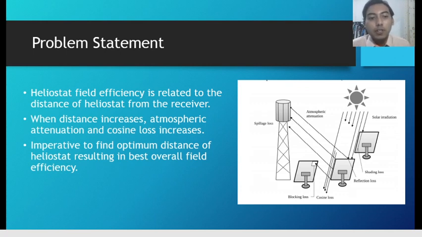Basically, heliostat field efficiency is related to the distance of the heliostat from the receiver. You can see that from this, three heliostats will be reflecting the sun's radiation onto the receiver. Throughout this process, there will be certain losses that affect the heliostat field efficiency. Notice that when the distance increases, atmospheric attenuation and cosine loss will also increase. Therefore, it is imperative for us to find the optimum distance of heliostats, resulting in the best overall field efficiency.